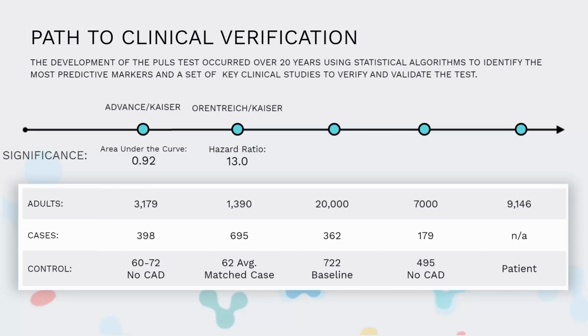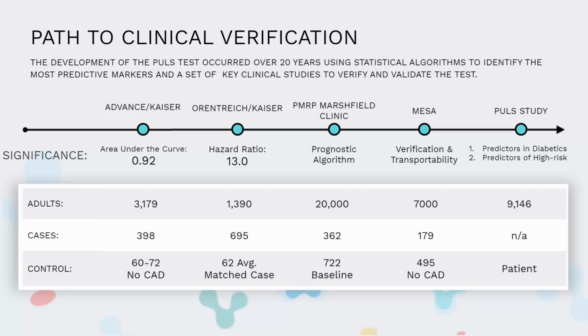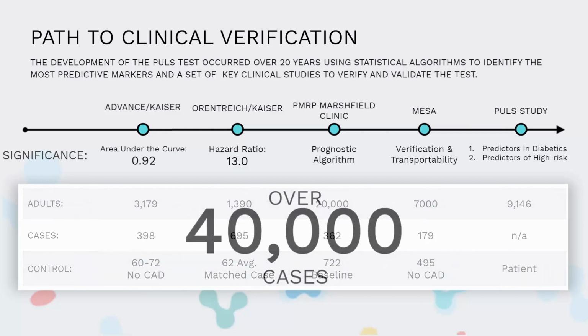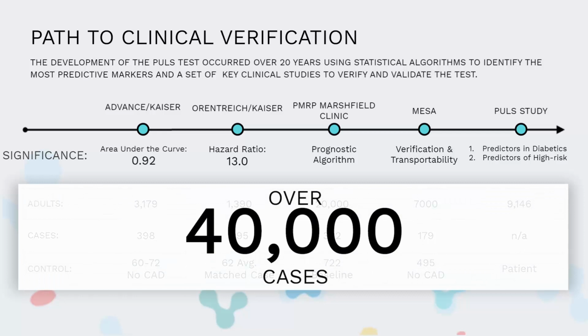Then, we discovered the algorithm while working with the Marshfield Clinic in Wisconsin. We later performed an external verification in transportability with the National Institute of Health. In addition, we've just completed a 10,000-patient observational study, looking at predictors of risk in diabetics and predictors of high risk. Combined, we've looked at 40,715 cases in the process of verification.